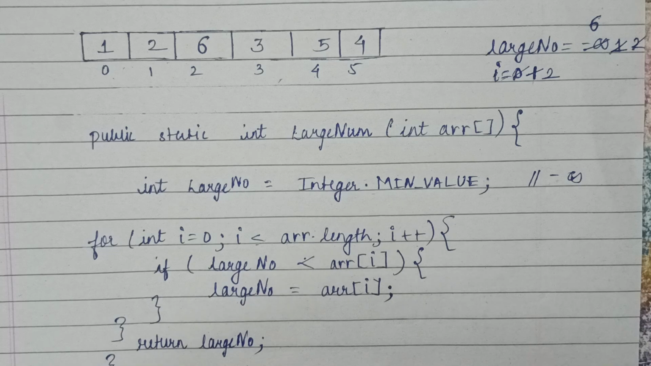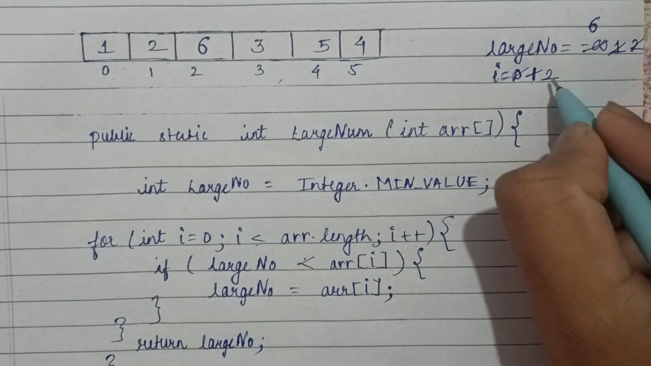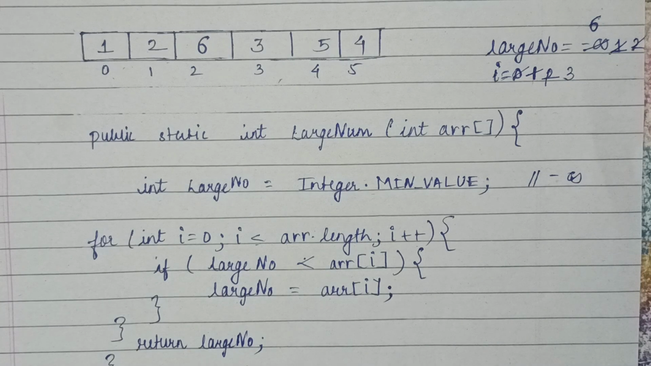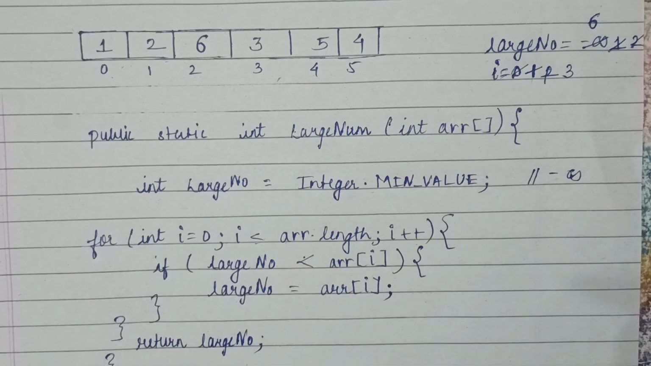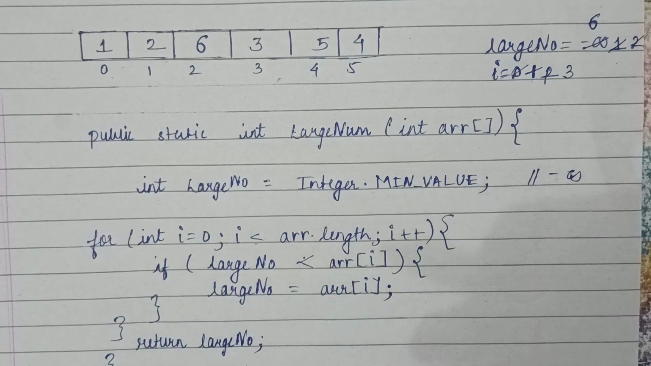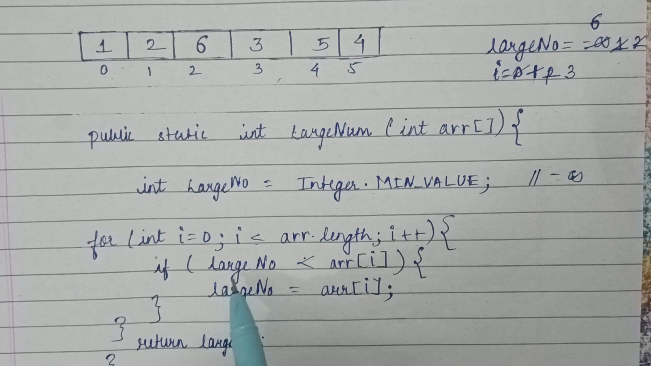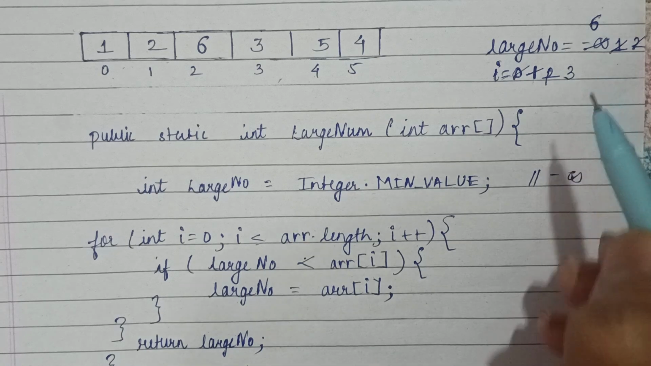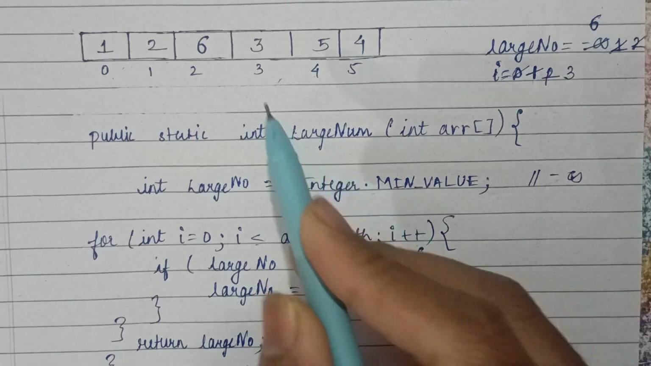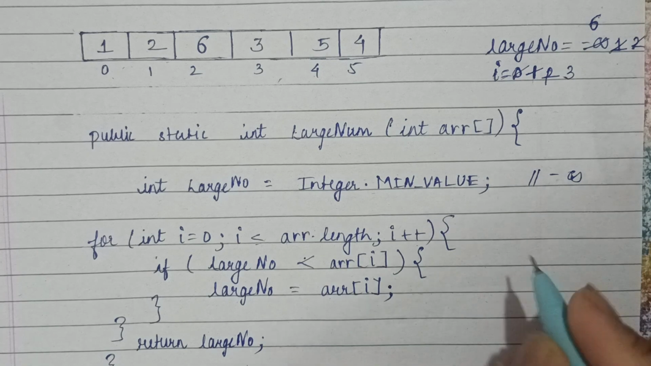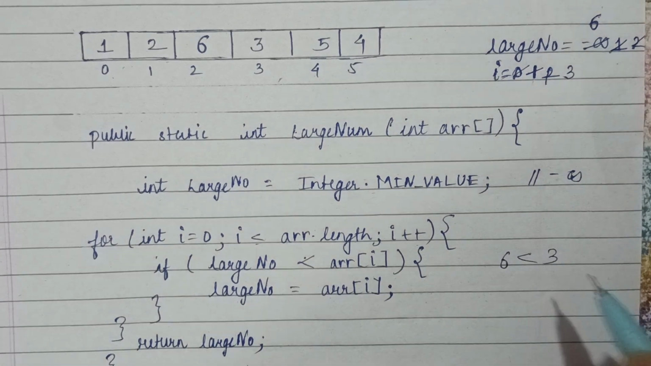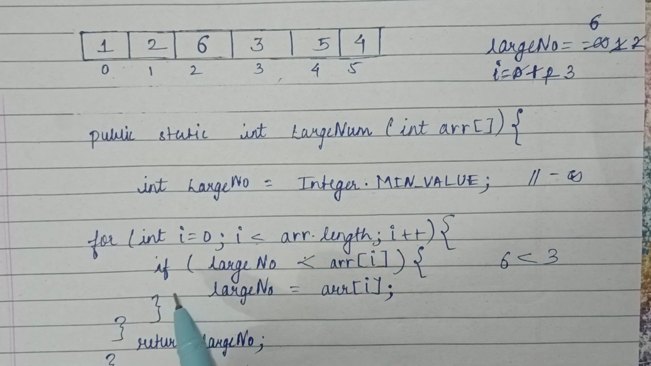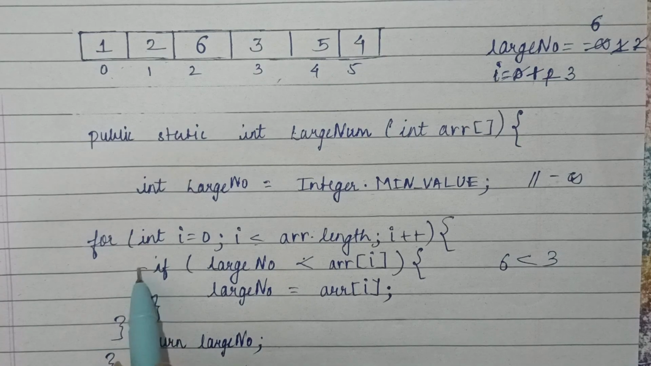Now again i's value gets updated. i value has become 3. Okay, now it will check the condition. Is 3 less than or equal to array length? Obviously yes, and it will enter into the loop and check the condition. If large number is less than or equal to array of i, that means 6 is less than 3. Obviously no, 6 is not less than 3. The condition will not run, it will terminate.